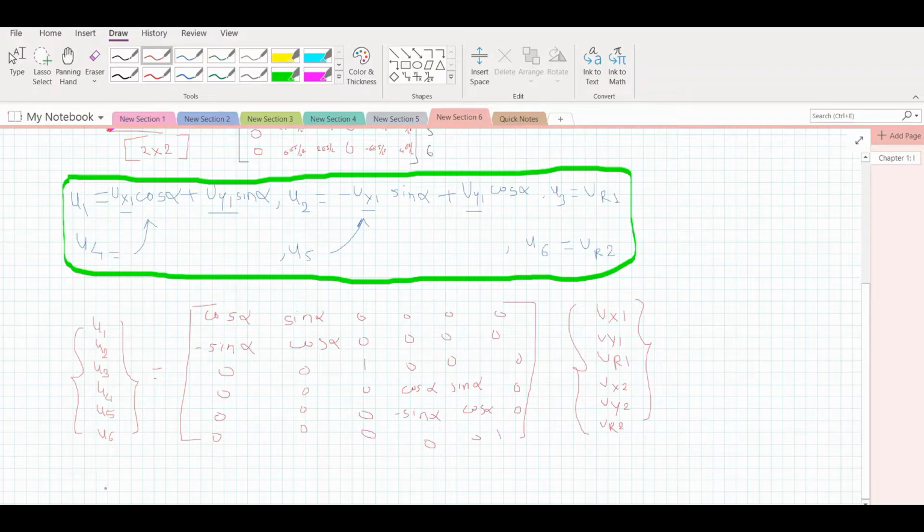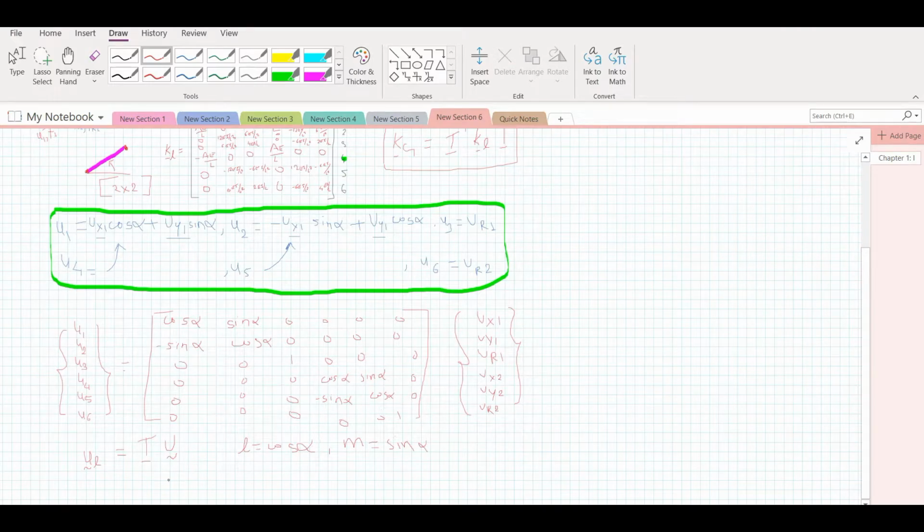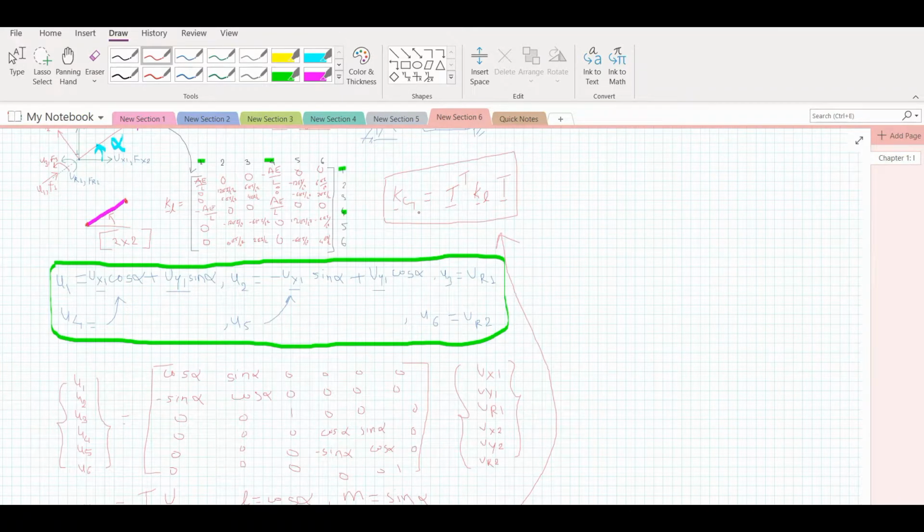Now this is our local vector, which can be equal to T. This T is known as a transformation matrix, and we have our global vector. Generally, a variable is assigned to these trigonometric ratios where L equals cos alpha and M equals sin alpha. So this will be our transformation matrix here. You can just put that transformation matrix here and obtain the global matrix for each element. This one is per element i.